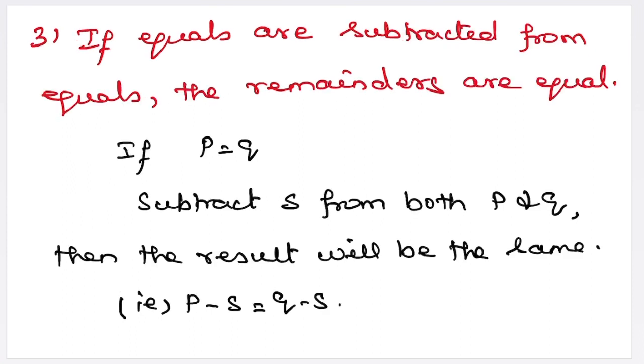Next third one, if equals are subtracted from equals, the remainders are equal. This is same as second one. If P is equal to Q, subtract S from both P and Q, then the result will be the same. That is P minus S is equal to Q minus S.